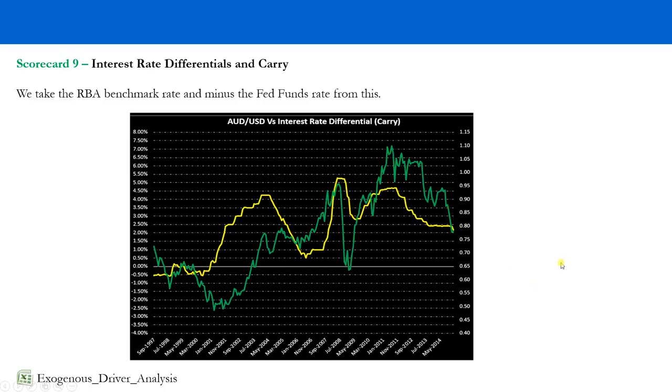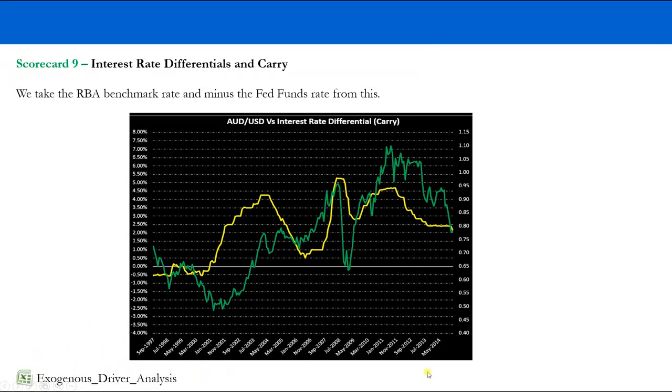So the rule of thumb is that when the interest rate differential widens in favor of Australia, the Aussie dollar US dollar exchange rate increases in value. And when the interest rate differential narrows in the favor of the United States, the Aussie dollar US dollar exchange rate falls. Now we can go over to the exogenous driver analysis spreadsheet and have a look at this data in more detail. So let's head over now to the exogenous driver analysis spreadsheet.